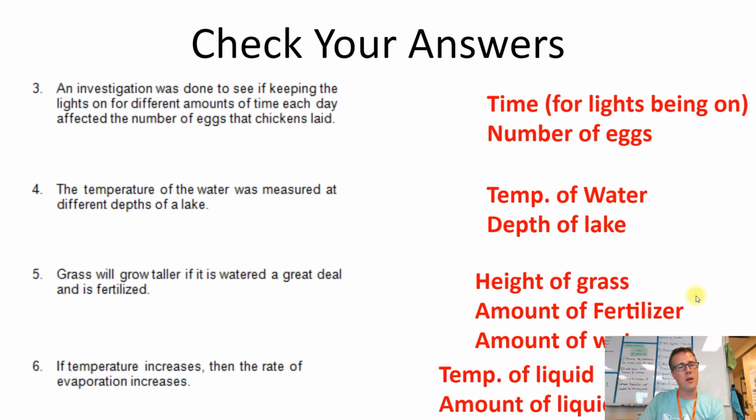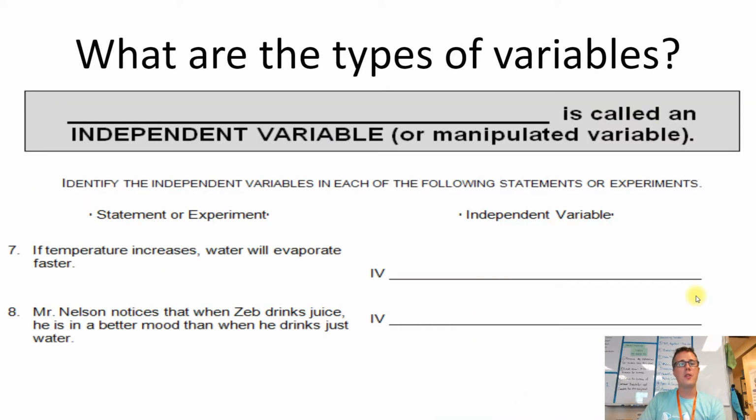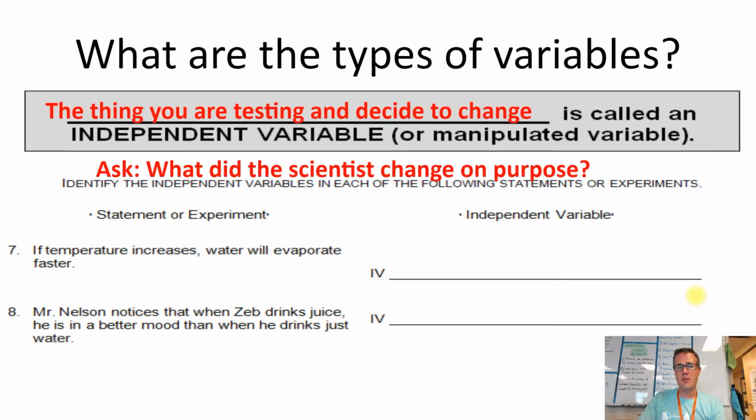Otherwise, let's go and talk about how to break these variables up. So variables come in different kinds and different types. So the first one, of course, is the independent variable. And that's the thing that you are testing, or the thing that you decide to change. You have to ask yourself, what did the scientist change on purpose?